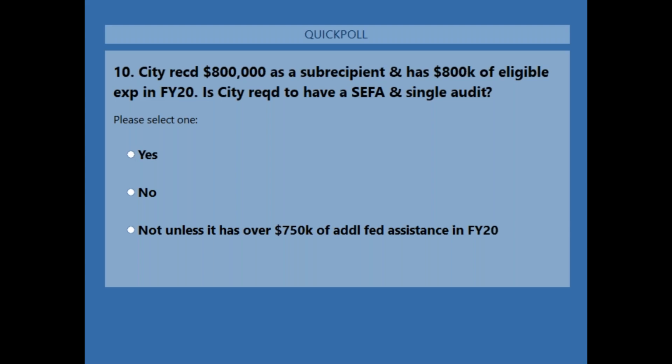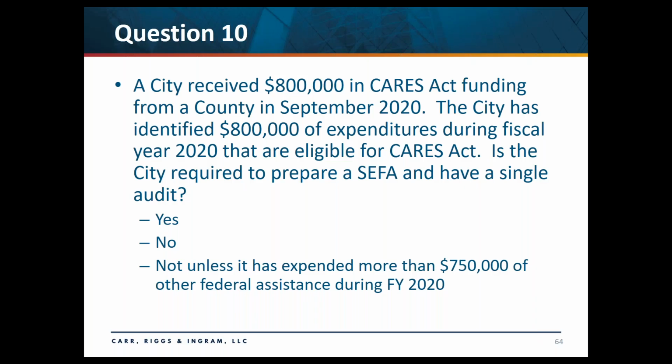Just real quick before we close this poll, there was a question about the CFDA number for the provider relief funds. That number is 93.498. We'll go ahead and close out the poll, and the answer is yes to this question. Because they already exceeded the $750,000, they would qualify. So they don't need to expend any other funds from option C to qualify for a single audit.